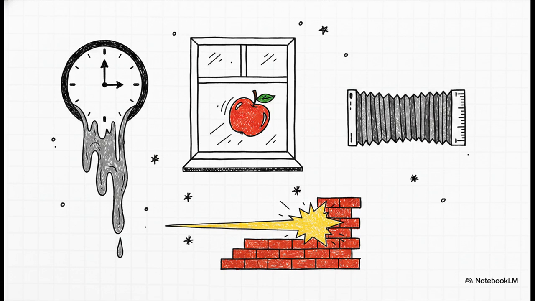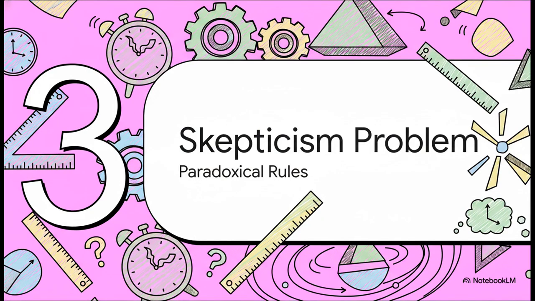Get this. Events that look simultaneous to you might actually not be simultaneous for someone moving past you. Clocks in motion physically slow down. That's time dilation. Objects literally shorten in the direction they're moving. And the ultimate rule, nothing can exceed the speed limit of light. Just like that, the absolute space and absolute time that Newton so firmly believed in were completely tossed out the window.